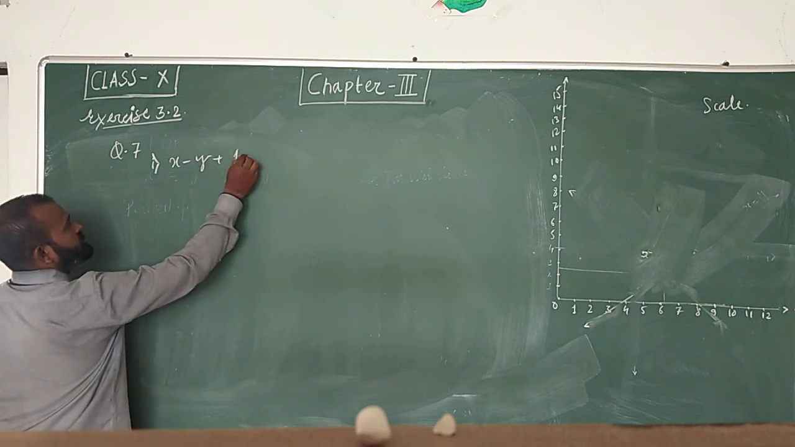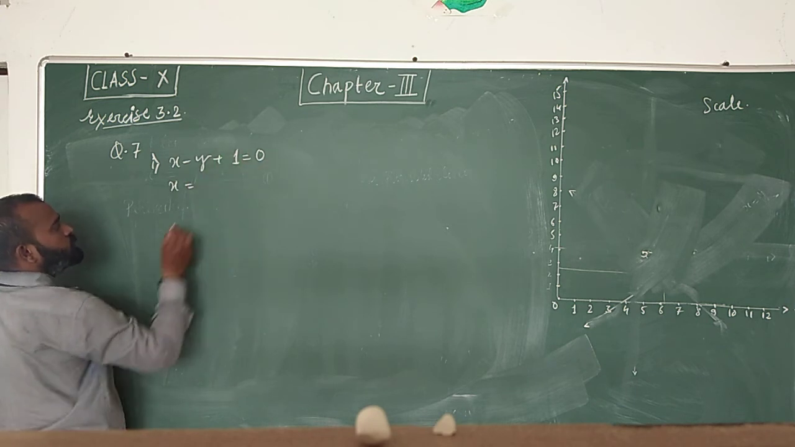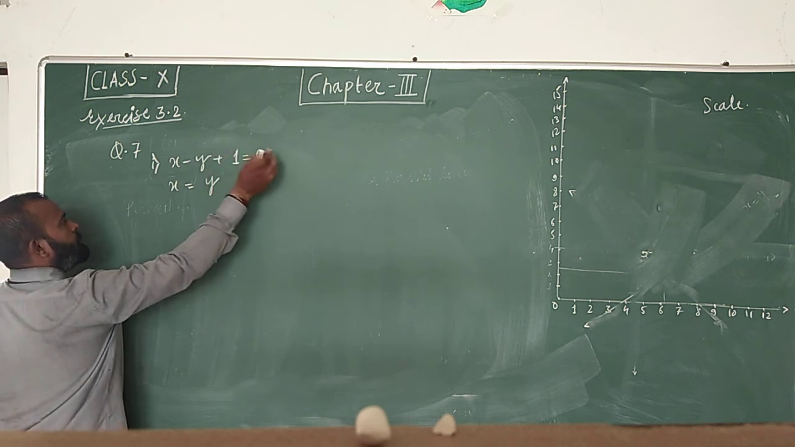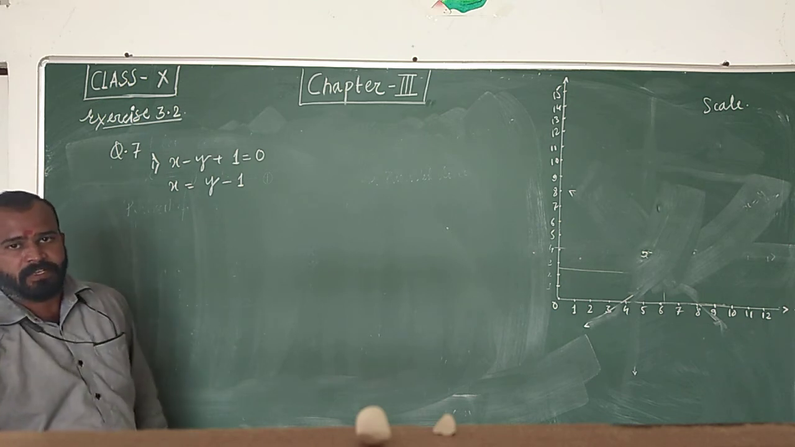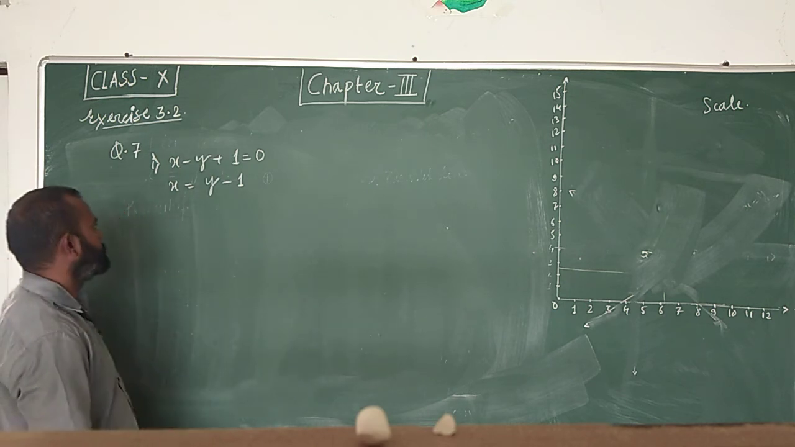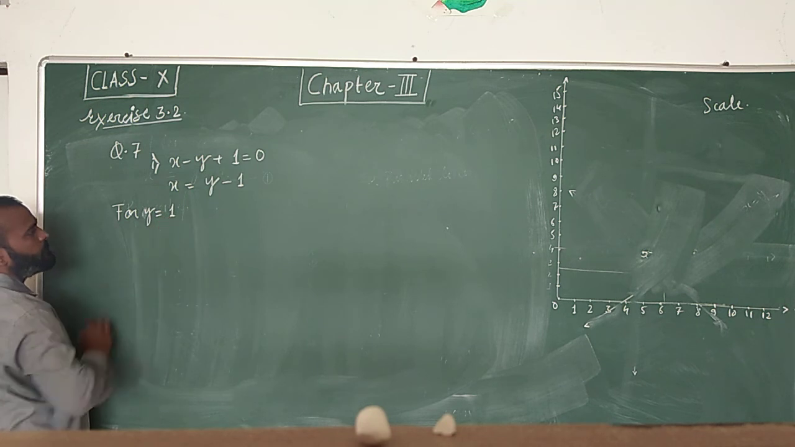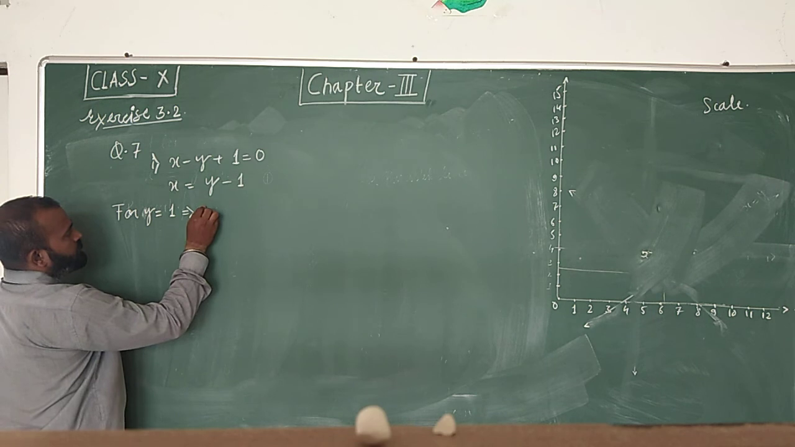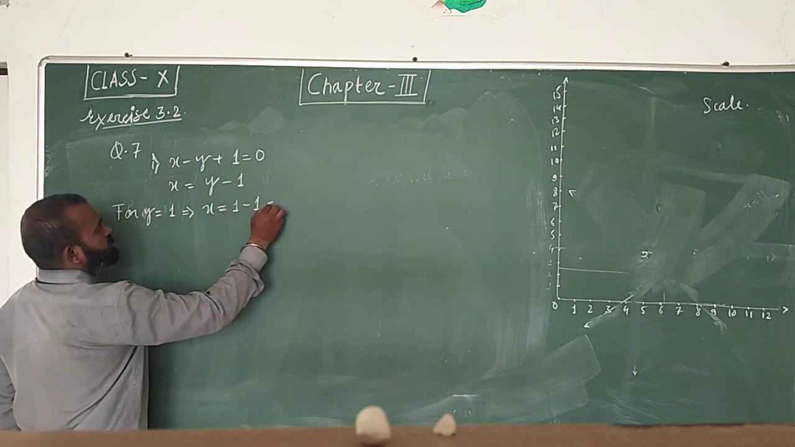y को उधर भेजेंगे, क्या आएगा? x is equal to y minus 1, दोनों को उधर भेजते. y को जाने के बाद में आएगा plus y, plus 1 को जाने के बाद में minus 1. Now we'll put the values of y, we'll get the values of x. For y is equal to 1, go for it. What will we get? x is equal to 1 minus 1, that is 0.